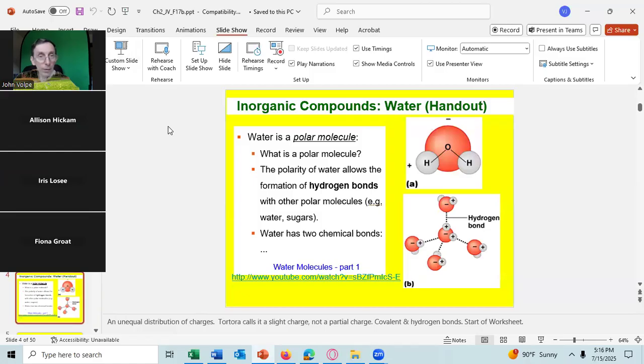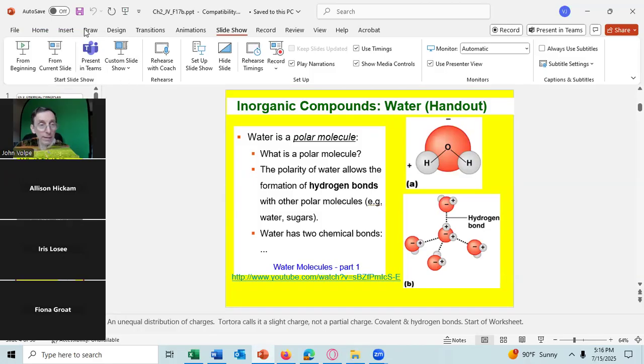Here we're looking at water, one of the important inorganic compounds.